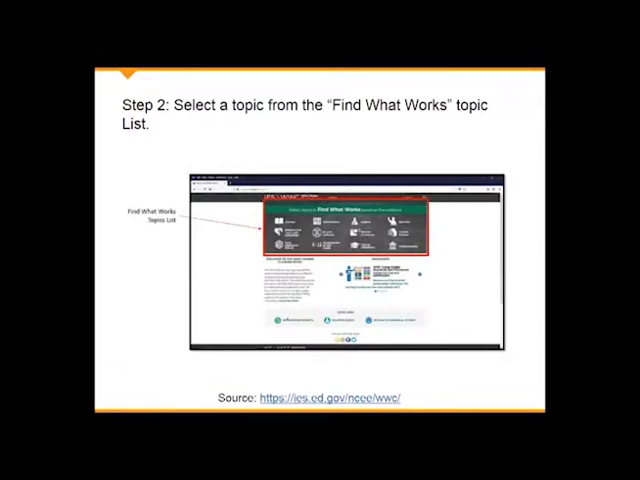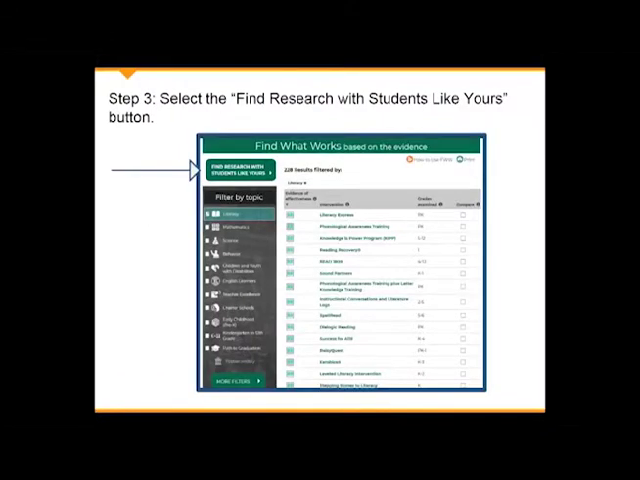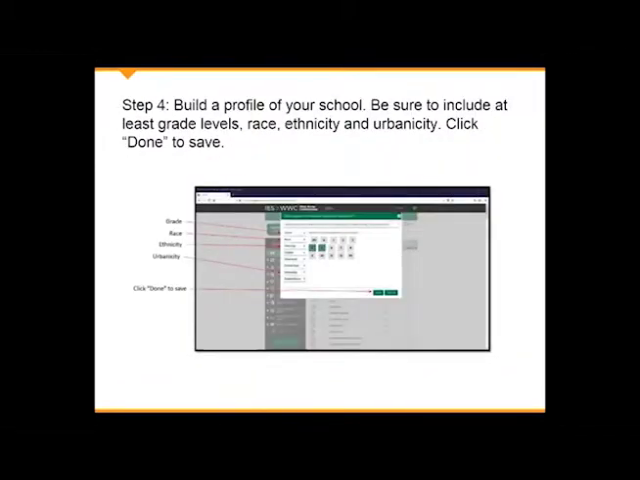Step 2, you'll select a topic from the Find What Works topic list. Find What Works is an advanced search function that allows you to look at evidence of the effectiveness of interventions reviewed by WWC. On the chalkboard, you will find the topic list. The area you choose can be driven by and should be driven by specific outcomes from your comprehensive needs assessment. Step 3, you'll click on Find Research with Students Like Yours. Step 4, here's where you can start to build a profile for your school by selecting grade levels, race, ethnicity, and urbanicity. Be sure to click Done to save.